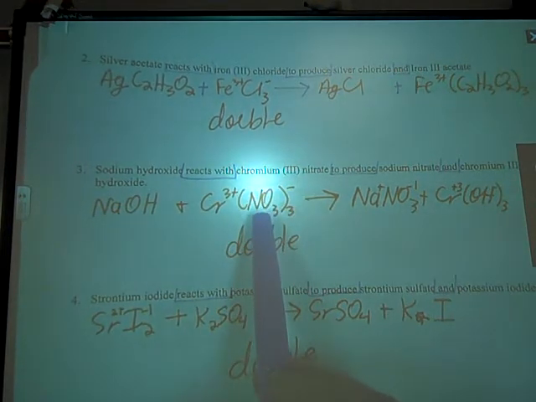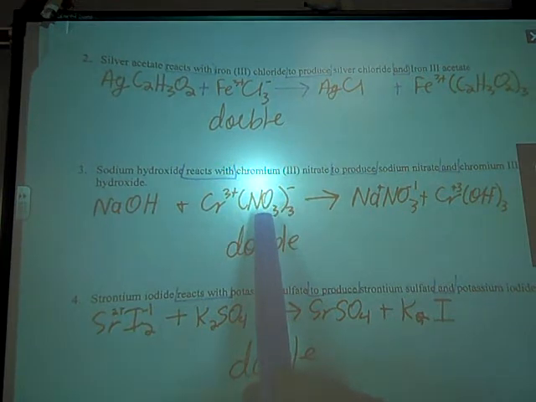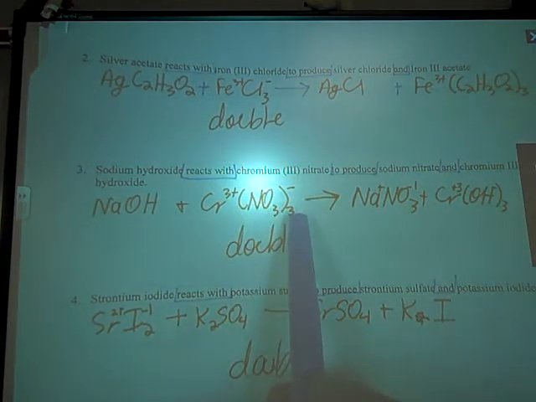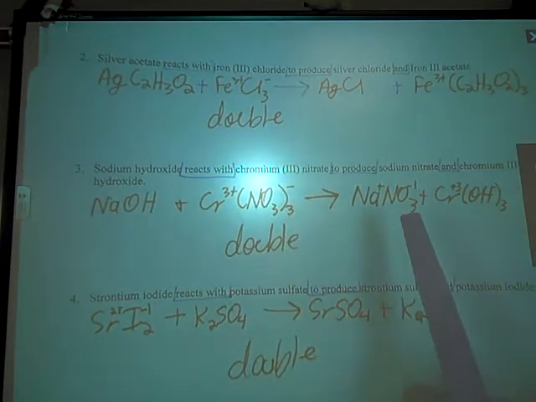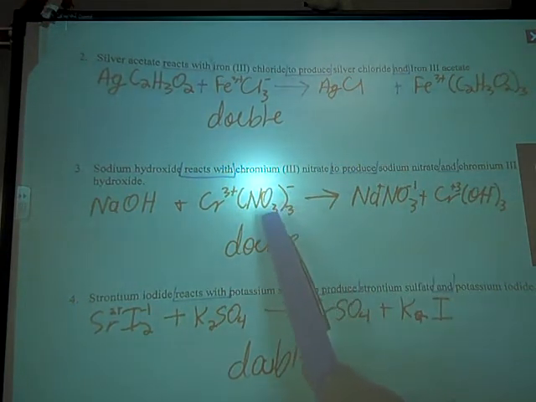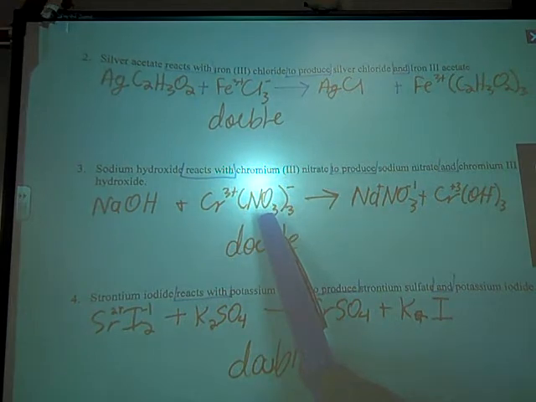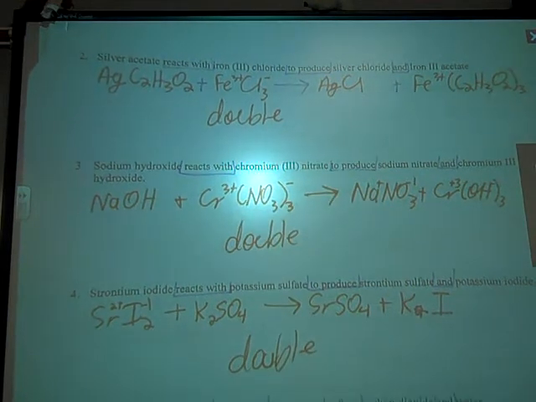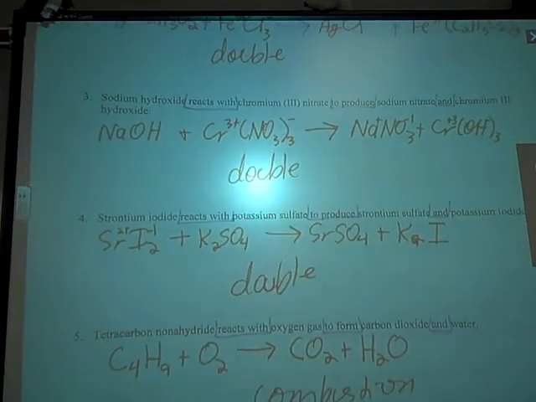Don't forget your parentheses. Remember also that this little 3 on the outside of my parentheses does not get to cross the arrow because that one is not part of the poly. The one on the inside of the parentheses, however, is part of the poly, so it gets to come. Number 4 we did together.